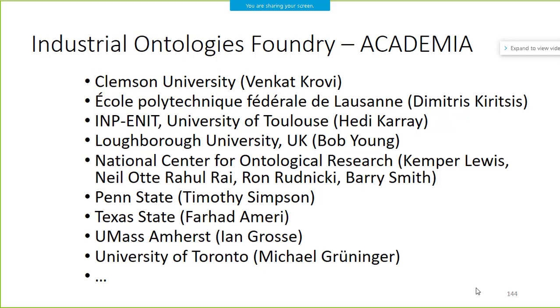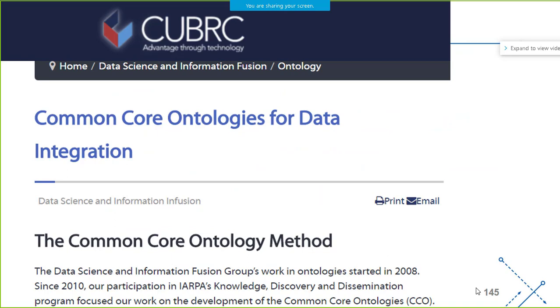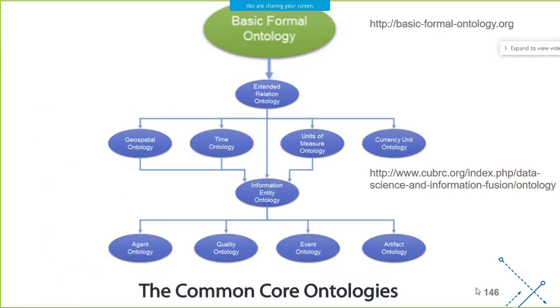So the Common Core ontologies are a suite of ontologies developed to support various military efforts primarily, although it's more generic than that. So we have an agent ontology, a quality ontology, an event ontology, an artifact ontology. Under the artifact ontology, we might then extend to create a military vehicle ontology or a space vehicle ontology. And we have done some of that. And you see that the whole thing is based on BFO. And we have the information entity ontology on the mid-level.